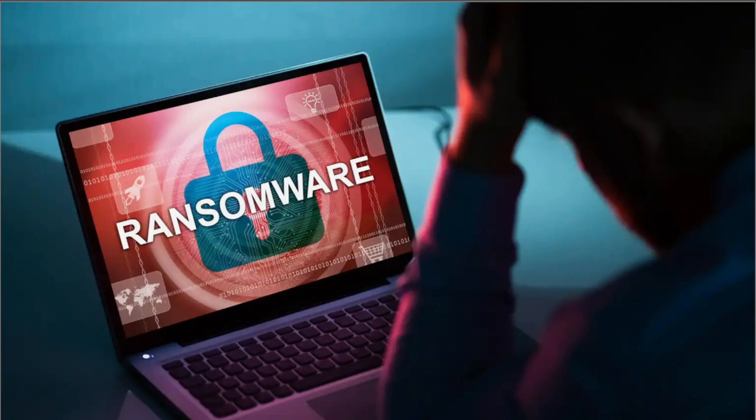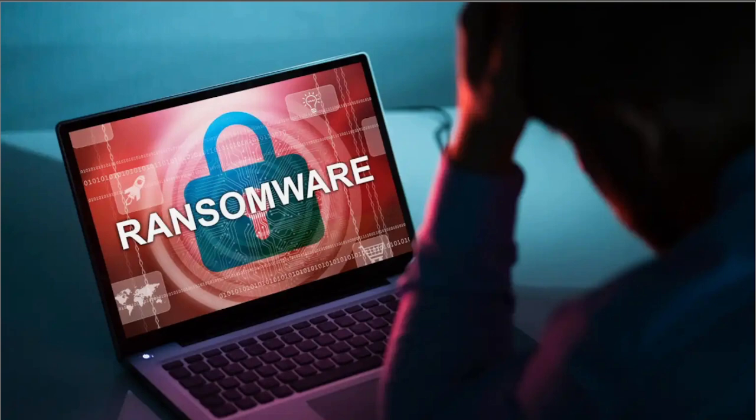Today, let us talk about a dangerous cyber threat, ransomware. Ransomware is a type of malware that locks or encrypts your files, effectively holding your data hostage and demanding payment to restore access. It spreads through phishing emails that trick users, malicious downloads, or by exploiting software vulnerabilities.